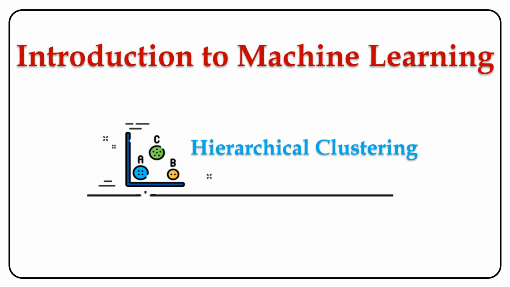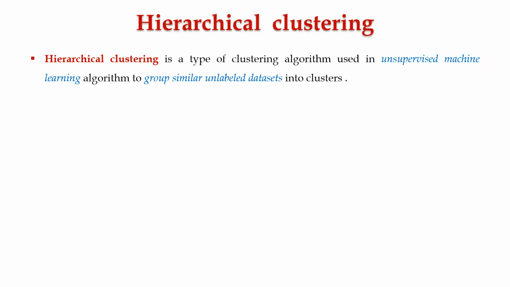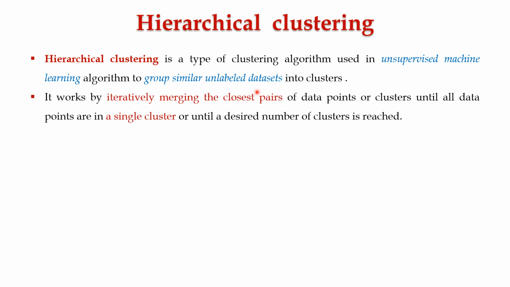In this session, let's learn about hierarchical clustering. As part of the introduction, we all know that hierarchical clustering is an unsupervised machine learning algorithm which is mainly used to group similar unlabeled datasets into clusters. It works iteratively by merging the closest data points or clusters until the data points are in a single cluster or the desired number of clusters which we require.